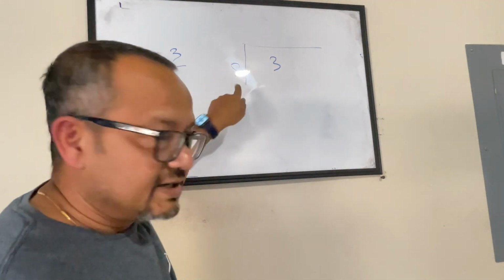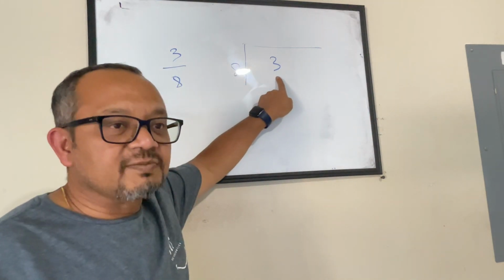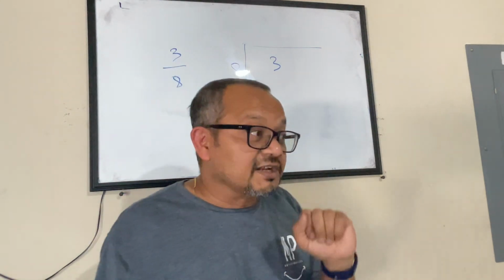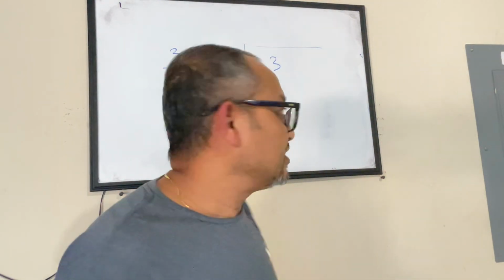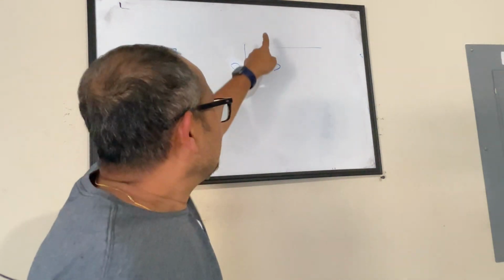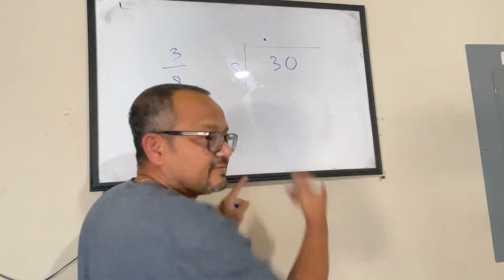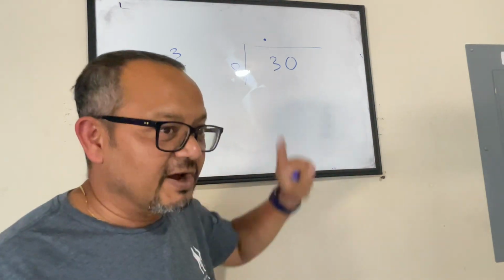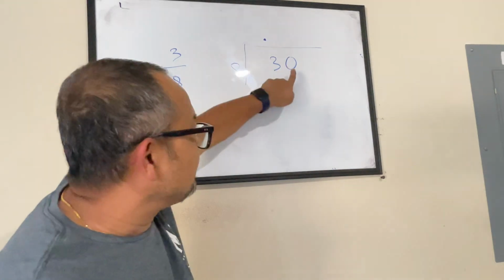Divide 3 by 8. Now you can never divide 3 by 8. 3 is a smaller number, 8 is a bigger number. That is where the chicken comes to your rescue. Chicken lays one egg at a time. So you said, okay, chicken, give me an egg. As soon as you put a chicken here, it gives you an egg. It gives one egg at a time. We'll see what I mean by one egg at a time. As soon as you called the chicken, it gave you one egg.